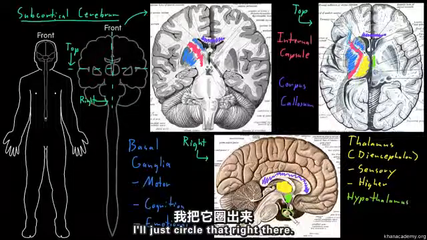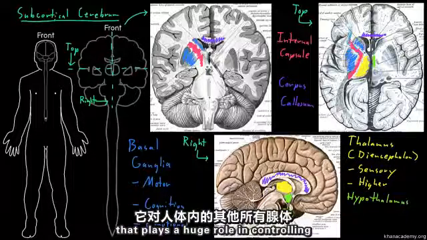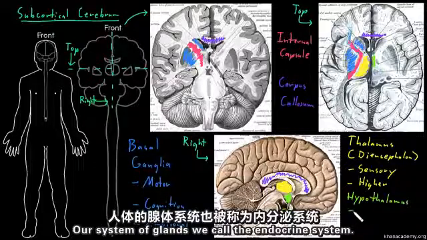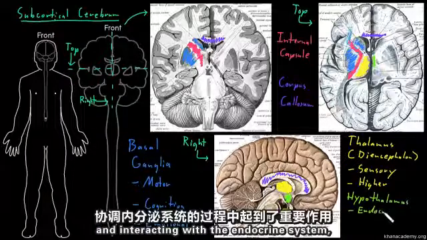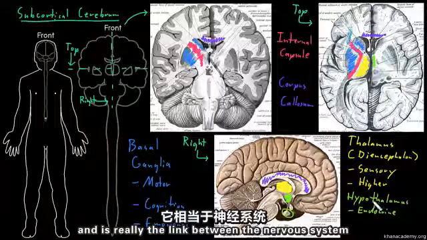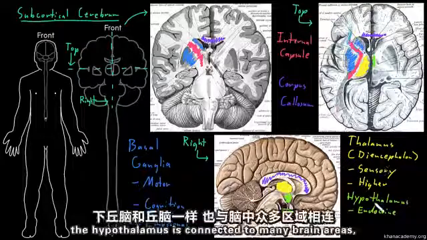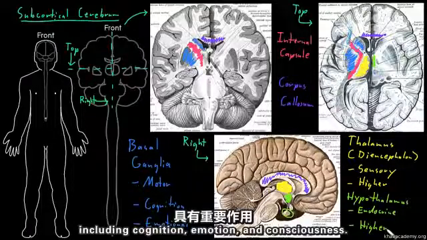I'll just circle that right there. And the pituitary is the master gland that plays a huge role in controlling all the other glands in the body. And our system of glands we call the endocrine system. So the hypothalamus plays a major role in controlling and interacting with the endocrine system, and is really the link between the nervous system and the endocrine system. But in addition to this, like the thalamus, the hypothalamus is connected to many brain areas and plays a role in many of the higher functions of the brain as well, including cognition, emotion, and consciousness.